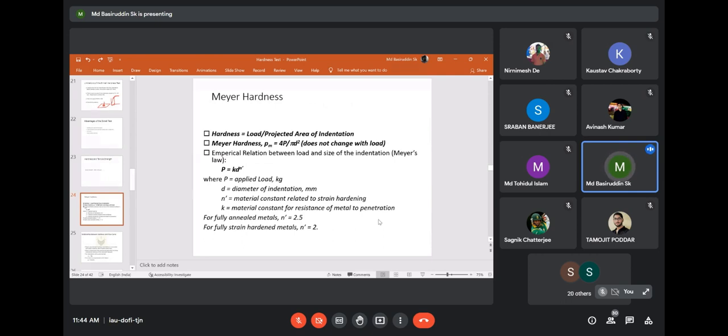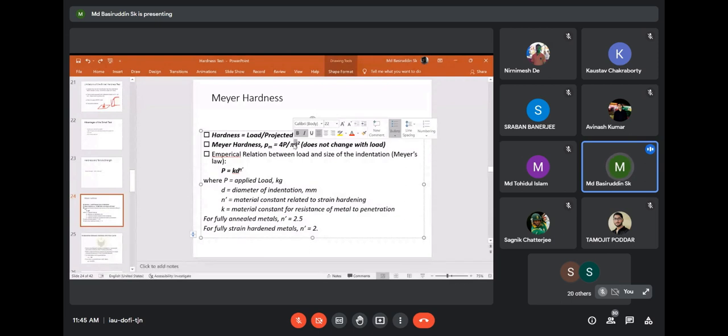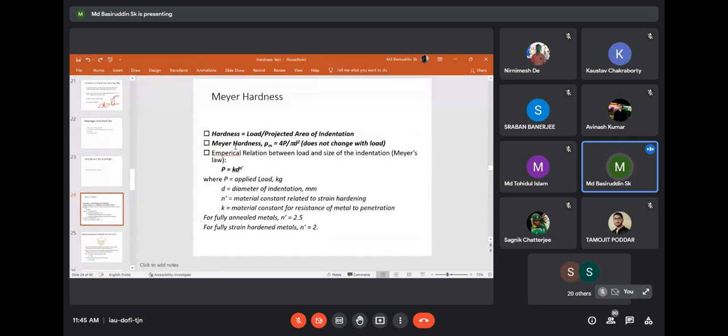Now, another sort of hardness testing process is also available. Instead of taking the surface area, Meyer developed a process where they take the projected area of the indentation. Here also they follow the same formula, and the small d, the indentation diameter, is used, but in this particular case they have not measured the indentation surface area. They have just taken the small d values and calculated certain numbers for measuring the hardness, and these different numbers can be compared with each other.